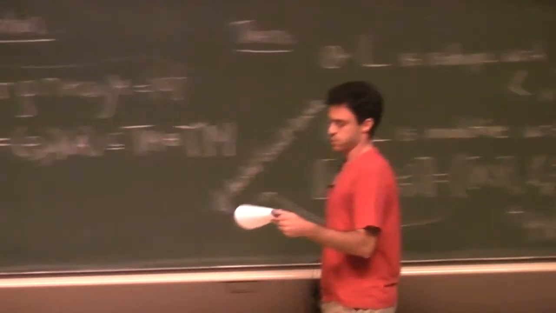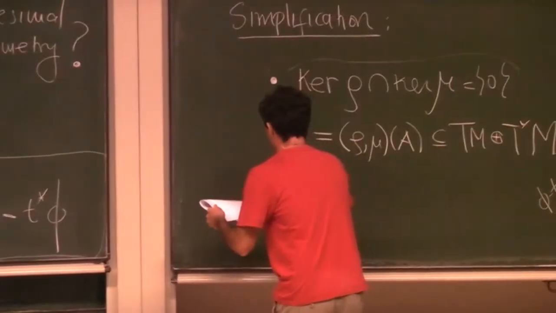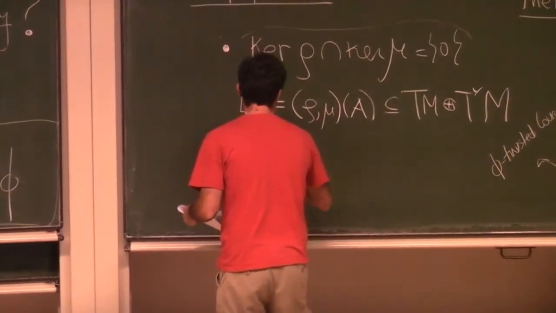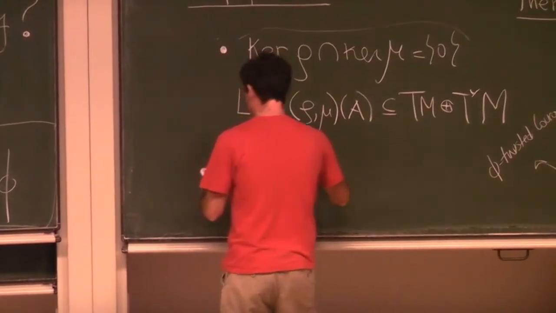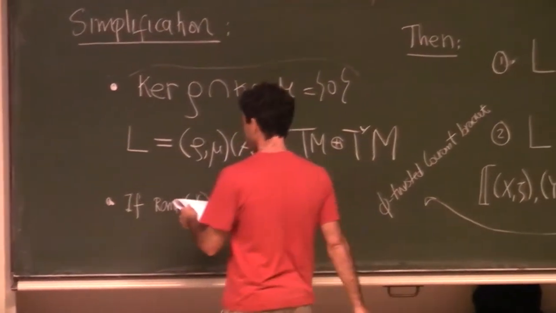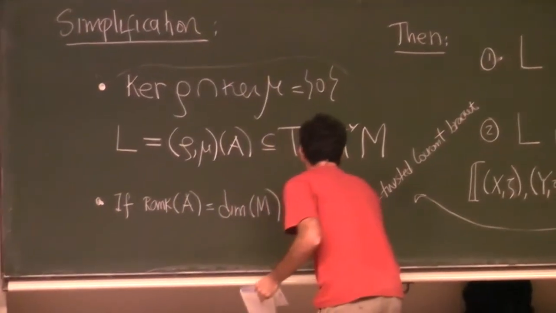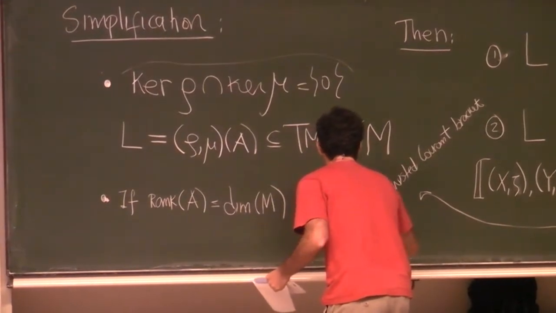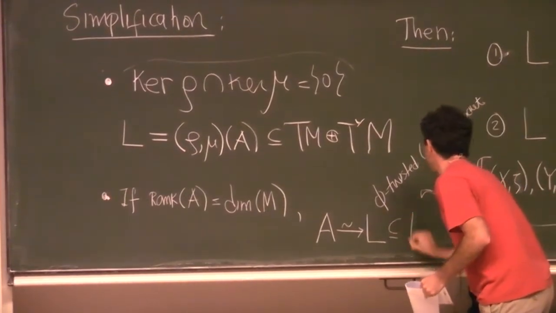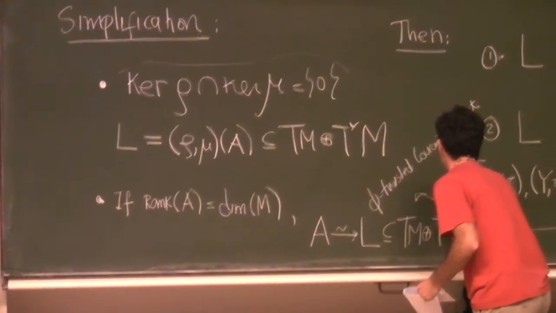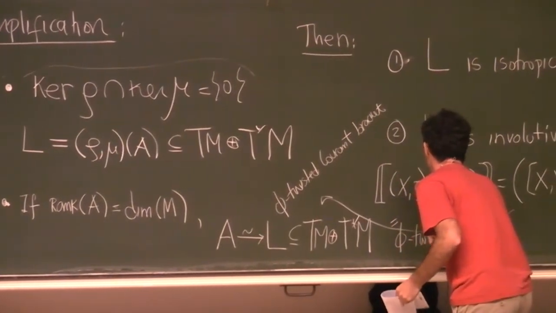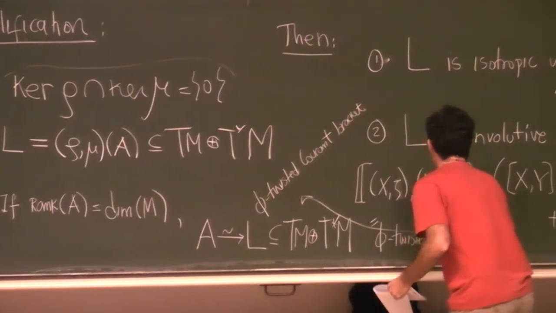Right? So just to fix that, I'll just say that if the rank of A equals the dimension of M, then A is really isomorphic through this map rho mu to a phi-twisted Dirac structure.